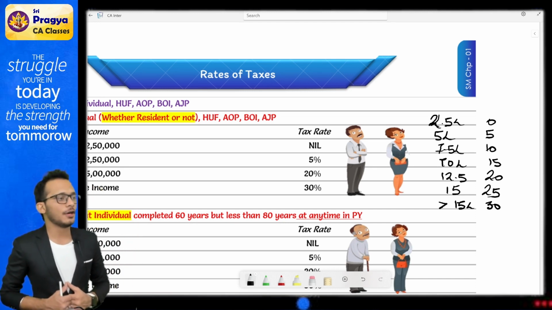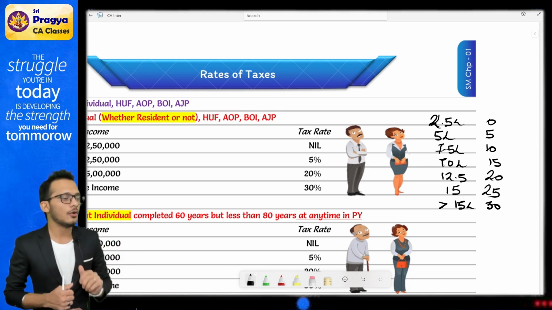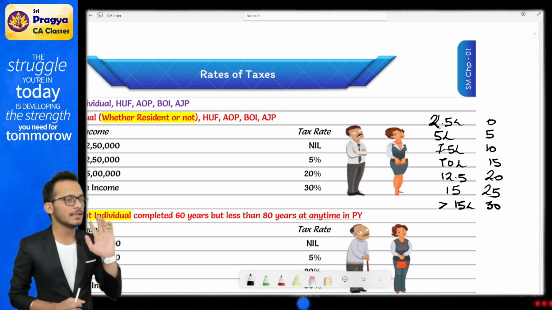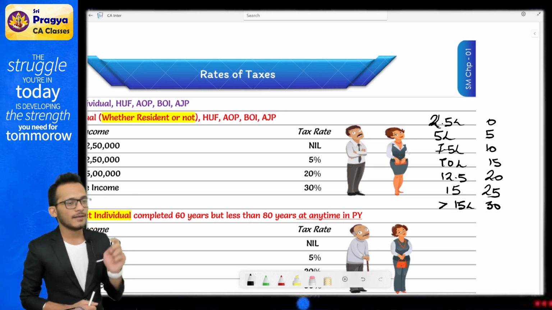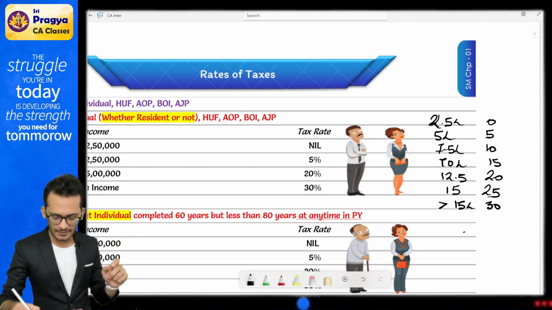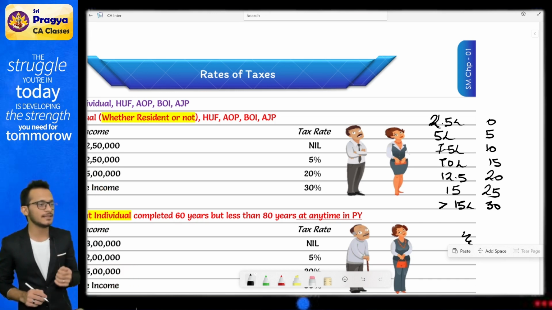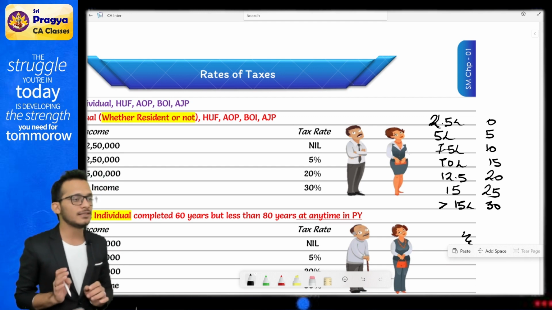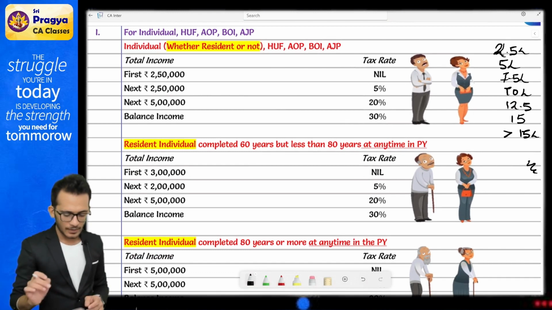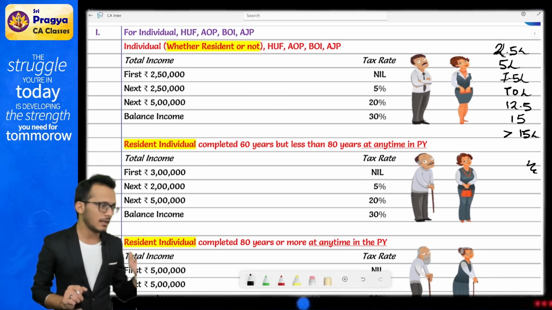The moment you have found out your normal rates of income as per the normal regime, you also have to take 2 more people. One is an individual more than 60 years, then an individual more than 80 years. Please understand it is not just individual, it is resident individual. If you are a resident individual more than 60 years but less than 80 years, you have a slab of 0 to 3 lakhs, 0; 3 lakhs to 5 lakhs, 5%; 5 lakhs to 10 lakhs, 20%. After that, it becomes 30%.